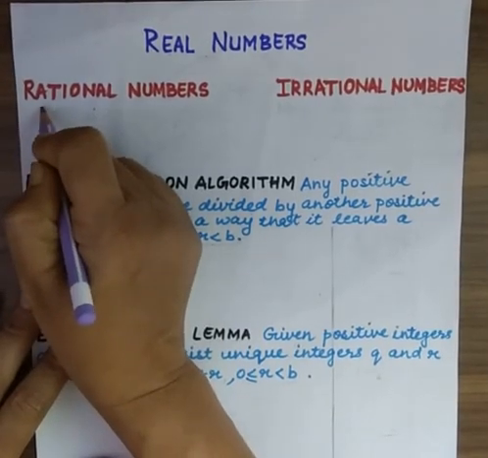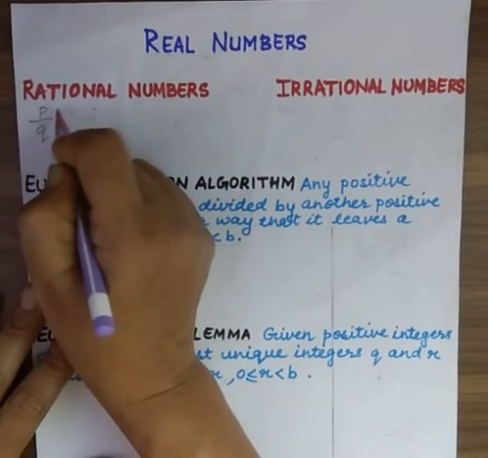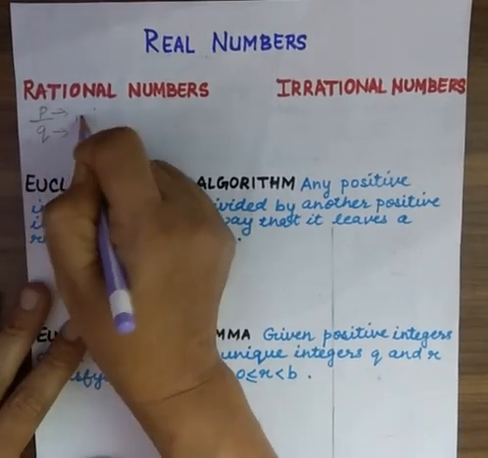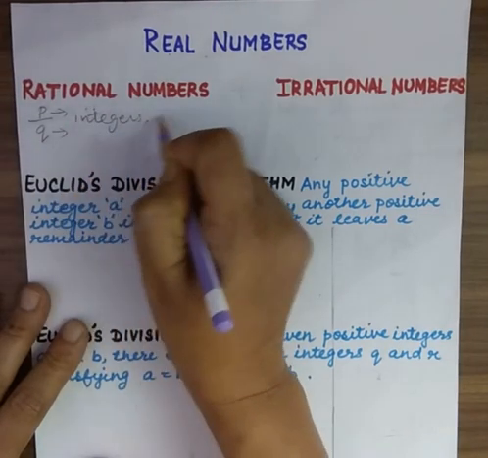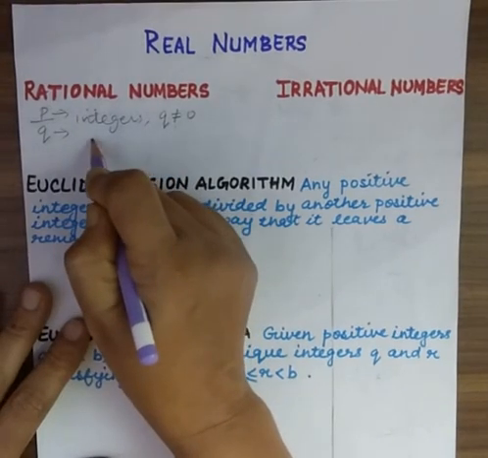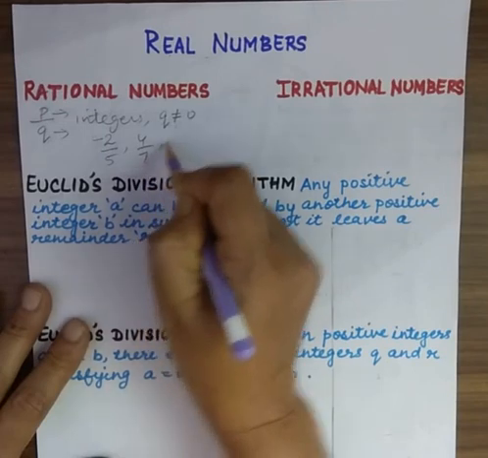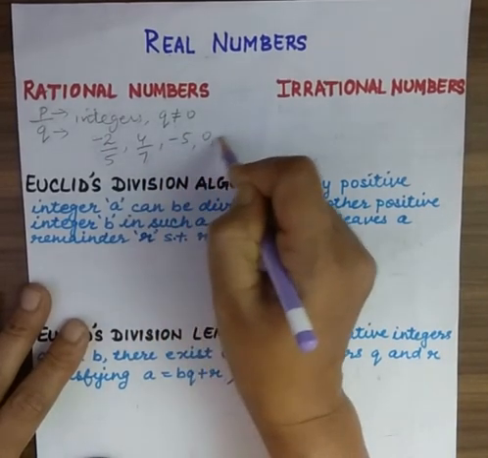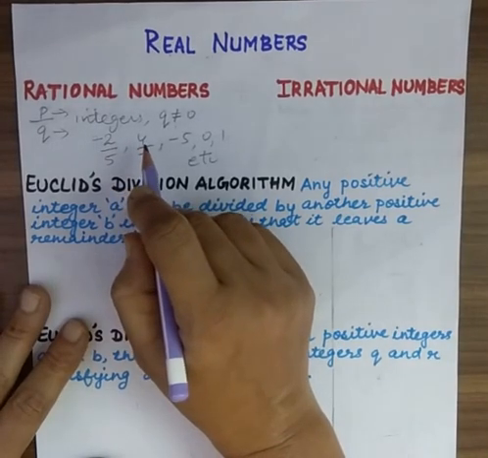Rational numbers are those numbers which can be expressed in the form of p by q, where p and q are integers, such that q is not equal to 0. Alright, and minus 2 by 5, 4 by 7, minus 5, 0, 1, etc. are the examples of rational numbers.